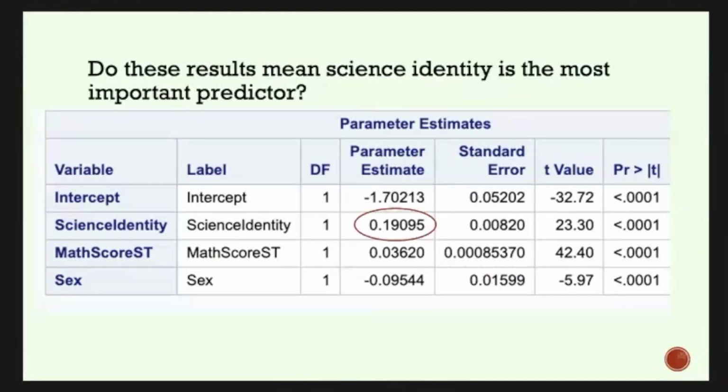Now, do these results mean science identity is the most important predictor just because it has the highest regression coefficient? If you're writing out your regression equation, this would be A, this would be B1, this would be B2, don't make fun of my writing. This would be B3. And no, it does not necessarily mean science identity is the most important predictor.